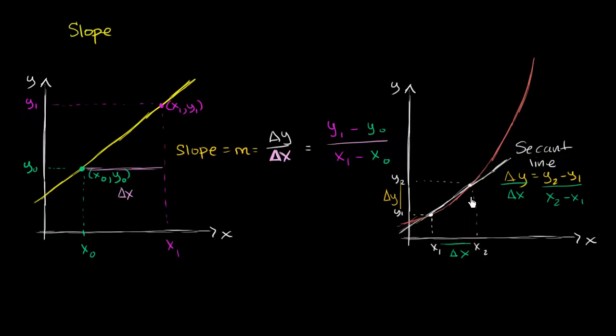Now, just as a little bit of foreshadowing, where is this all going? How will we eventually get the tools so that we can figure out the instantaneous rate of change, not just the average? Well, just imagine what happens if this point right over here got closer and closer to this point. Then the secant line is going to better and better approximate the instantaneous rate of change right over here, or you could even think of it as the slope of the tangent line.